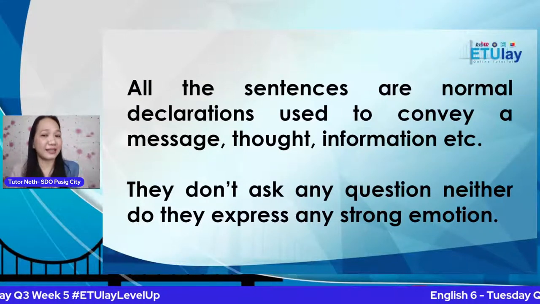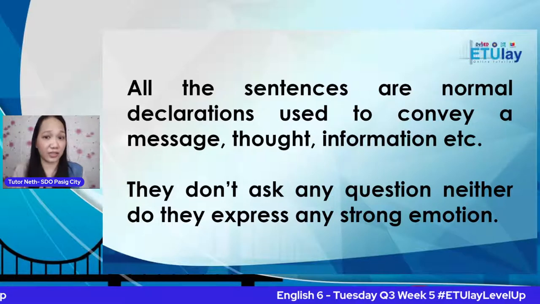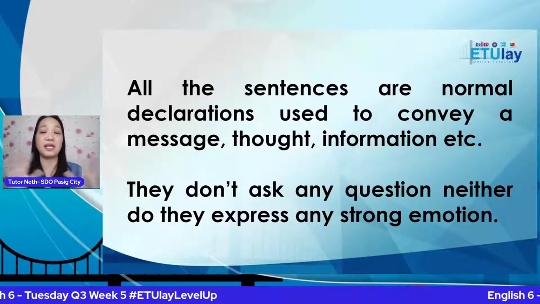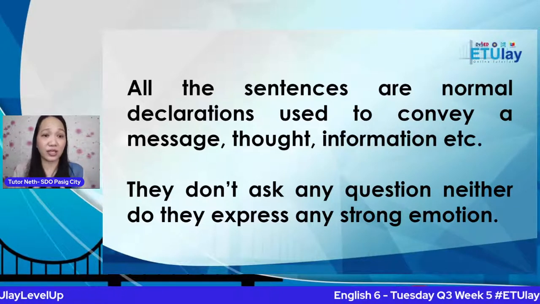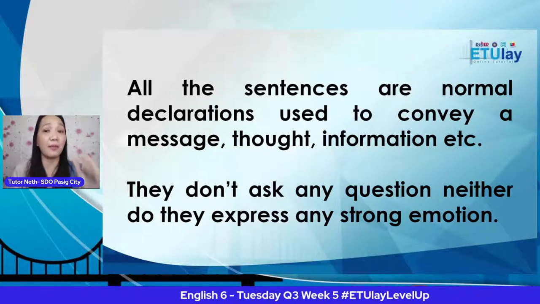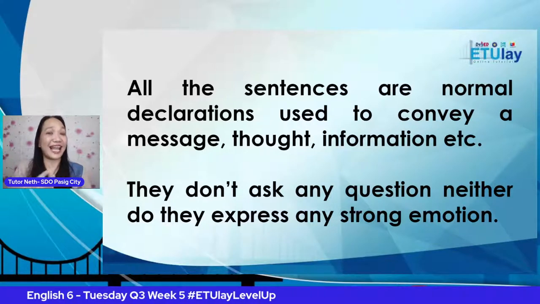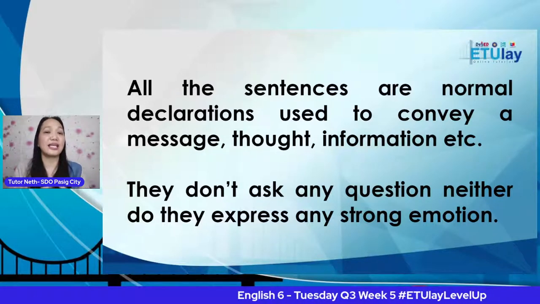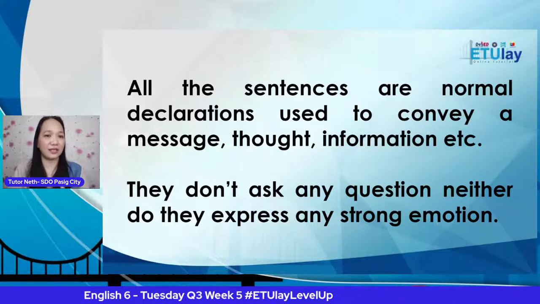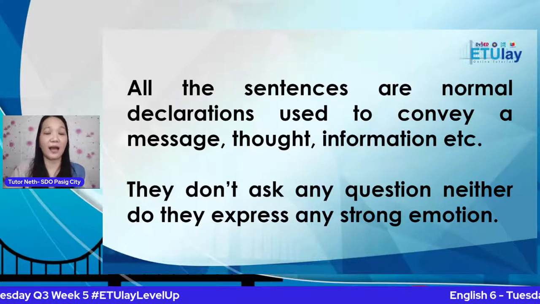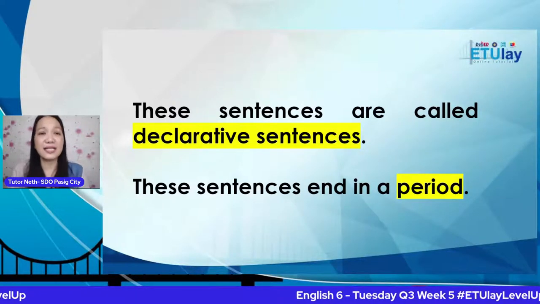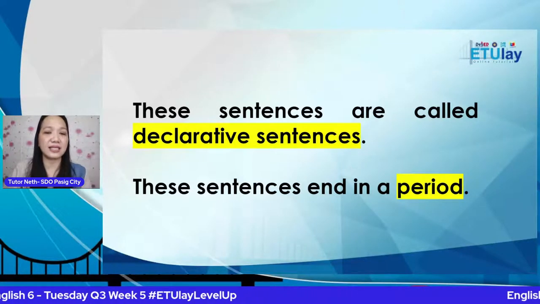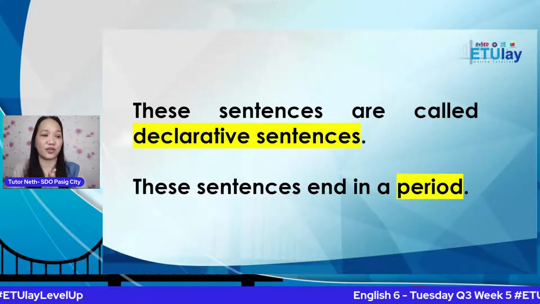Now, these sentences are what we call normal declarations. We use these to convey a message, thought, or information. They don't ask any question, nor do they express any strong emotions. You are just declaring your thoughts, conveying your message, thought, and information about a certain topic. These sentences are what we call declarative sentences. These sentences end in a period. So remember that, children.